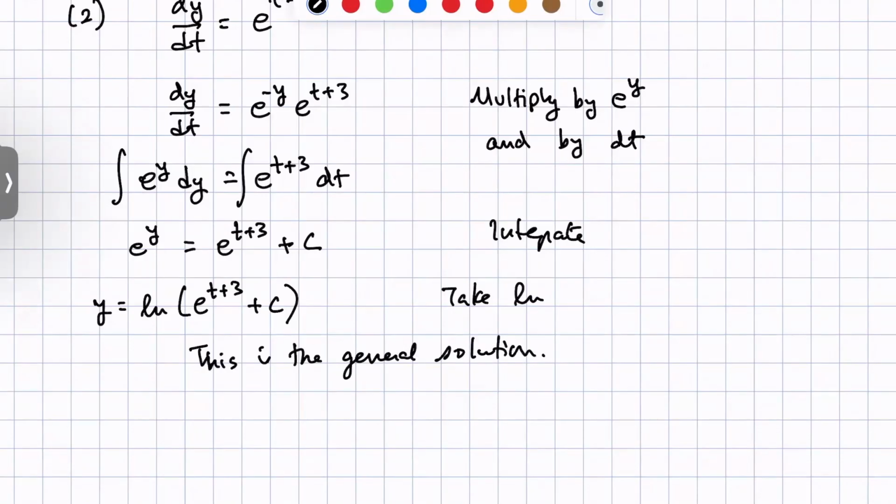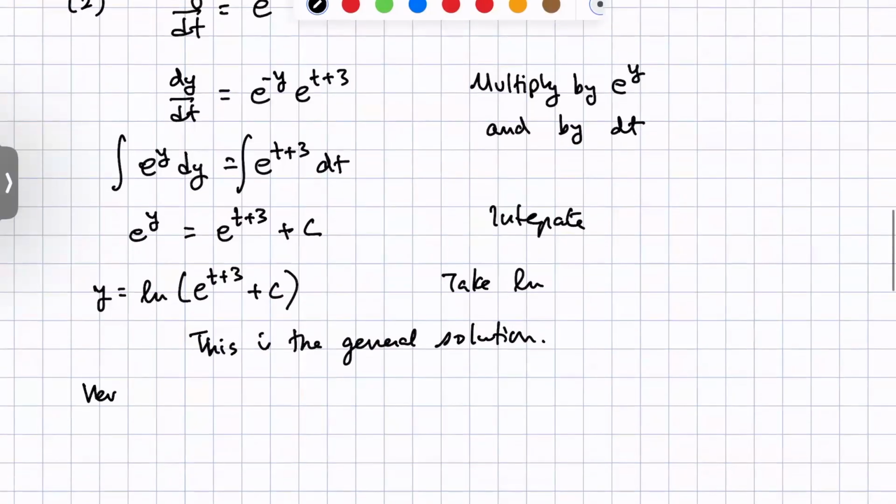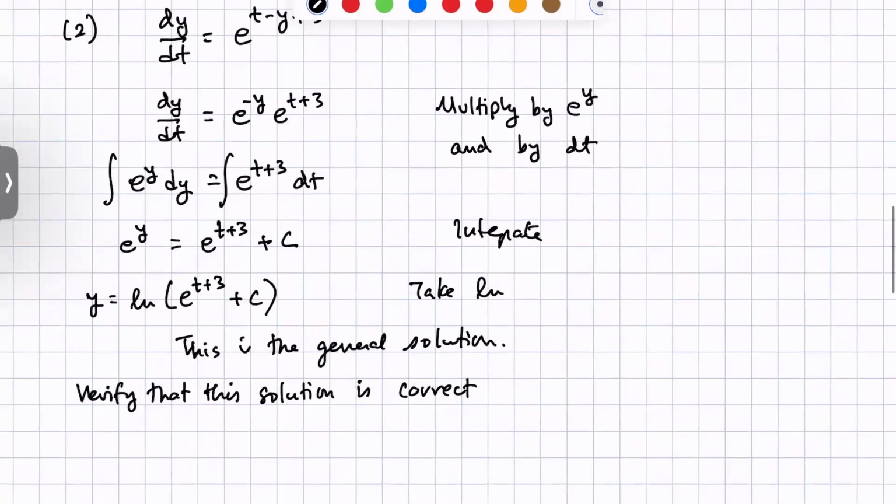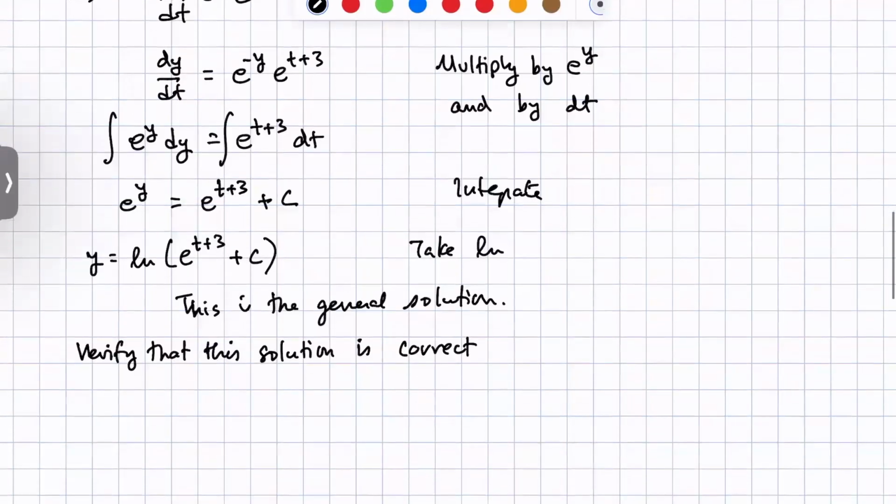Now, you may be asked to verify that this solution is correct. So let's go ahead and do that. How do we do that? Well, we take the original equation, say right here, and we check the left and right sides and see that we get the same thing.